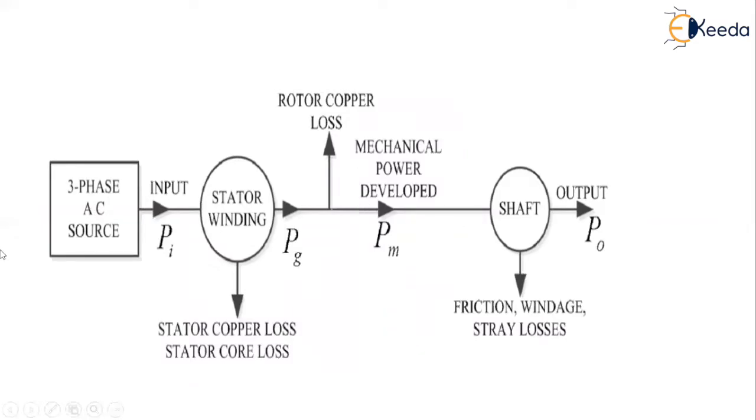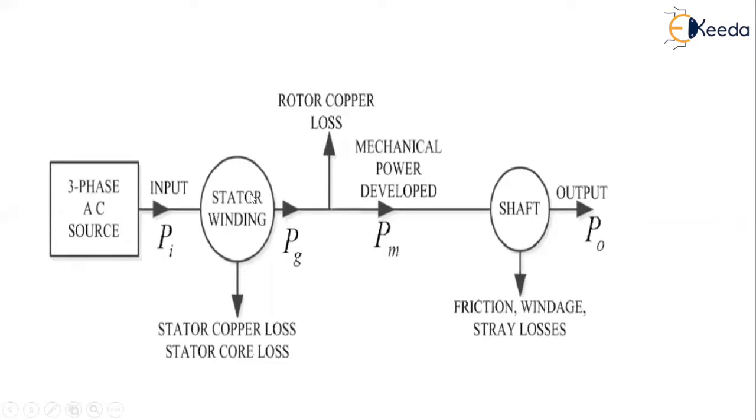See here, you can see this diagram. This diagram clearly indicates the power stages of a three-phase induction motor. But let's not go to the power stages just yet. Let's try to understand what actually happens in the induction motor. We are giving the three-phase AC supply to the stator winding. So that is our input power.